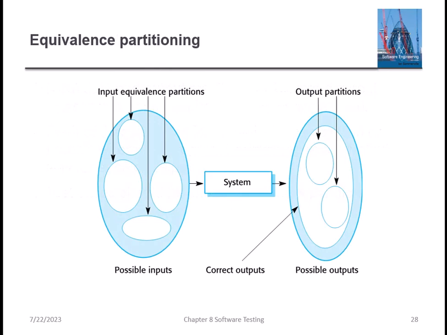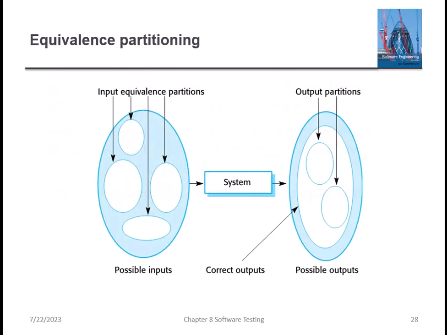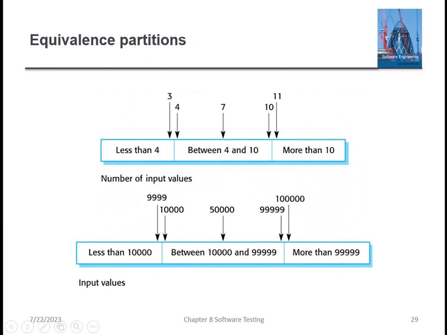Equivalence partitioning: this is the system, this is the output partitions, this is the input partition, possible inputs, possible outputs, and this is the system. So what is partitioning? Again, input and output results often fall in different classes. Each of these classes is an equivalence partition or domain where the program behaves in an equivalent way for each class member. Tests should be chosen from each of these classes. This is the equivalence partitioning.